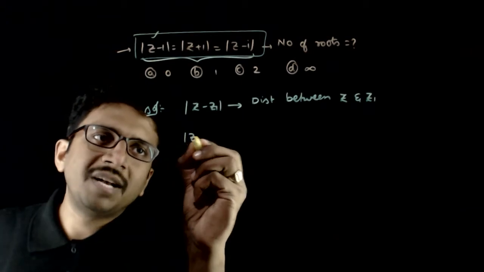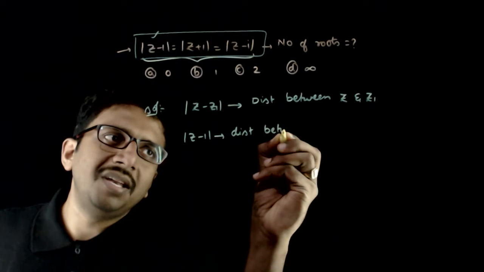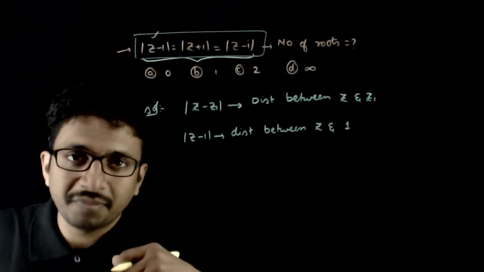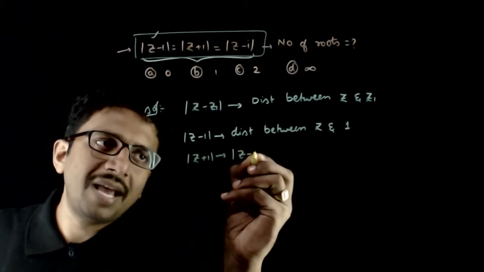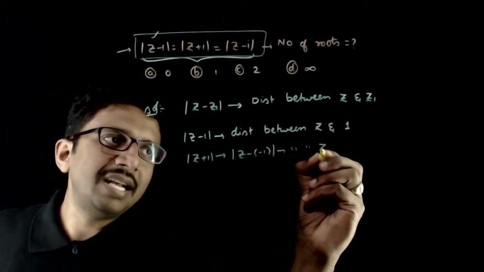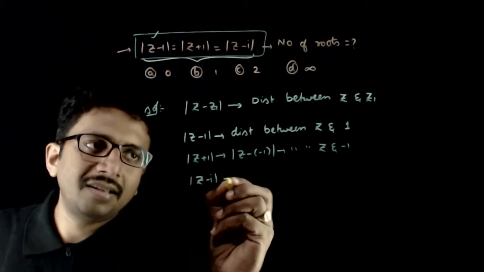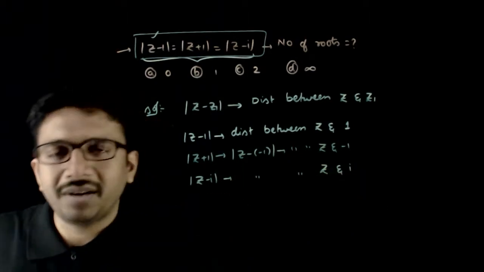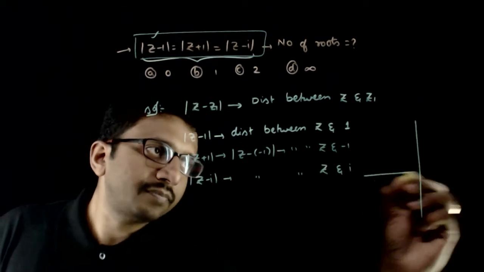Mod of z minus 1 is nothing but the distance between z and the complex number 1 in the Argand plane. Mod of z plus 1 can be written as mod of z minus of minus 1. This is nothing but the distance between z and minus 1, right? And mod of z minus i is nothing but the distance between z and the complex number i on the Argand plane.